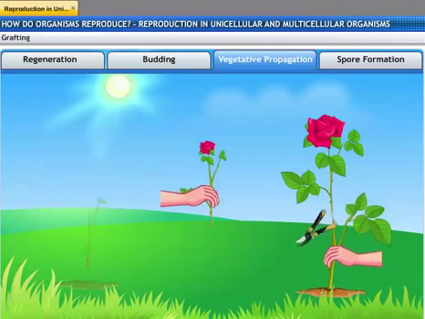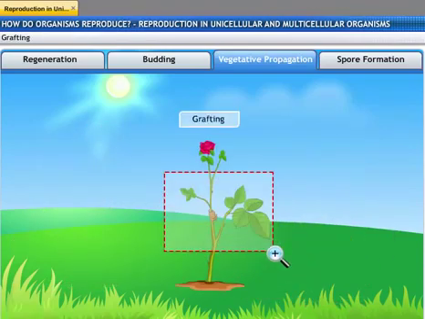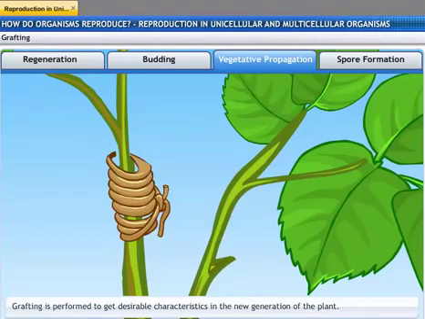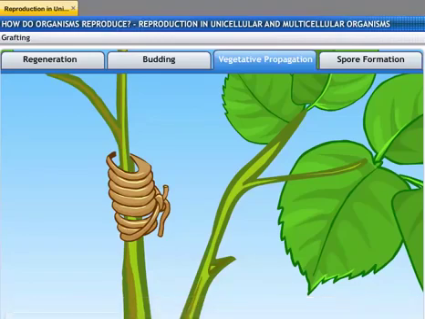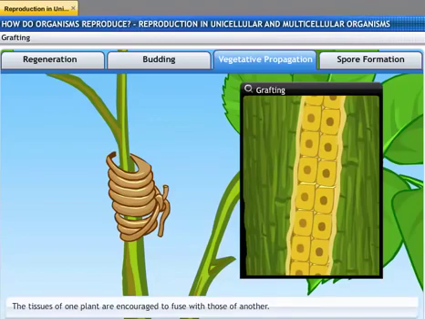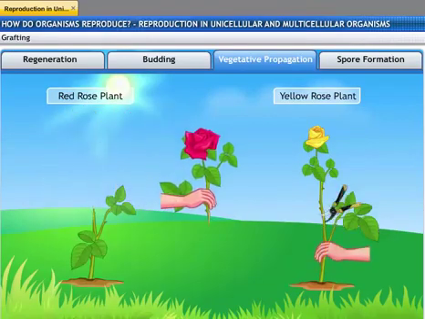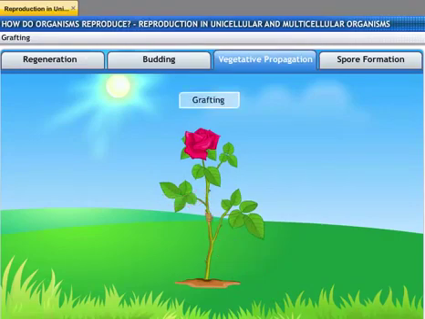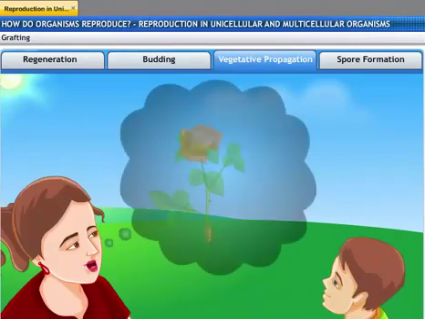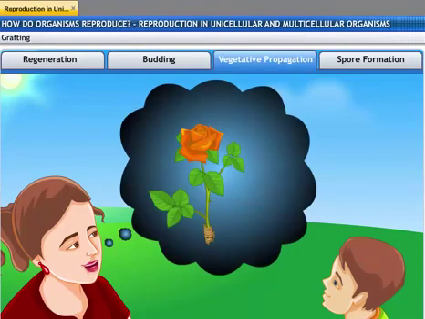Oh, that's called grafting. Through grafting, you can take vegetative propagation one step further and get some desirable characteristics in your plant. In grafting, the tissues of one plant are encouraged to fuse with those of another. I grafted the stems of roses of two different colors. I'm hoping to get a rose in a different shade as the characteristics of the two roses combine through grafting.